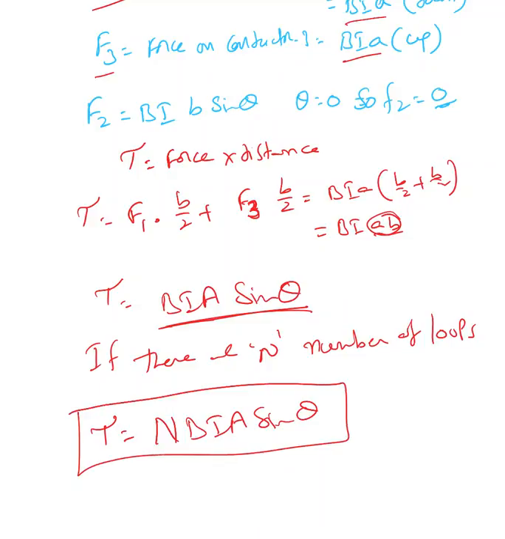So this is how an electric motor is going to work. If you place a current carrying conductor in a magnetic field, it will experience a force. Now if you place a current carrying loop in a magnetic field, it will experience a rotational force. Rotational force is nothing but torque.